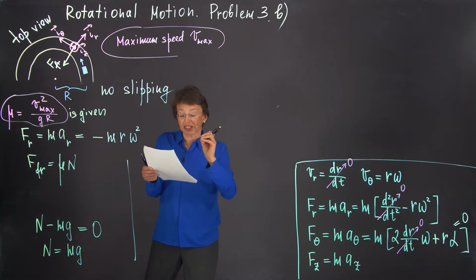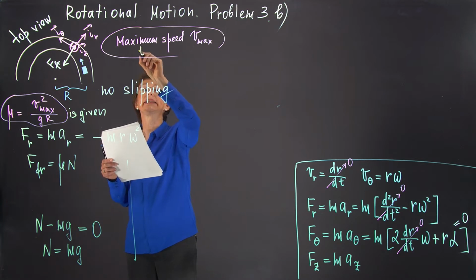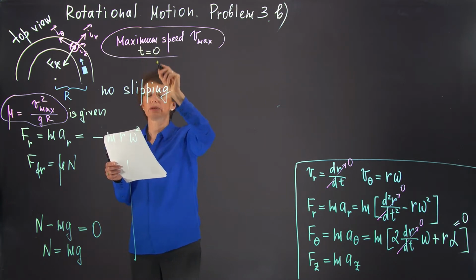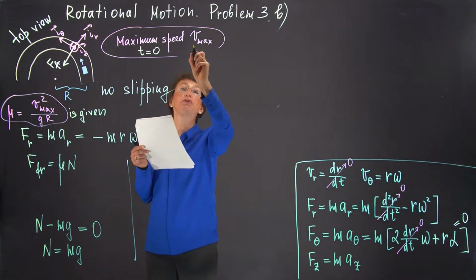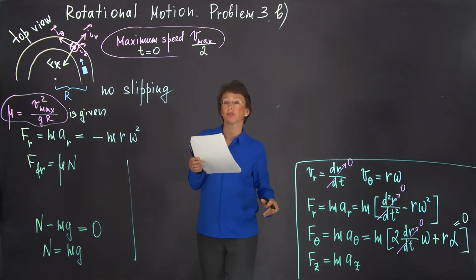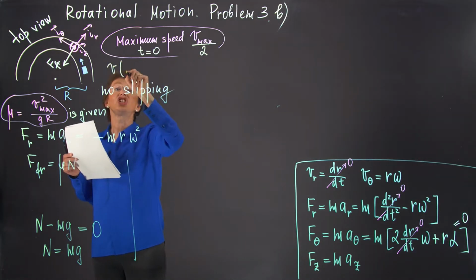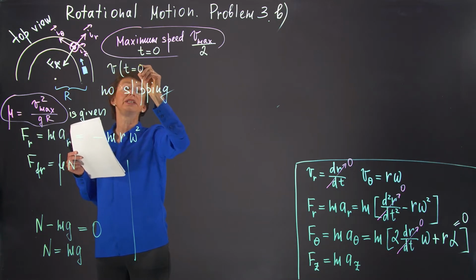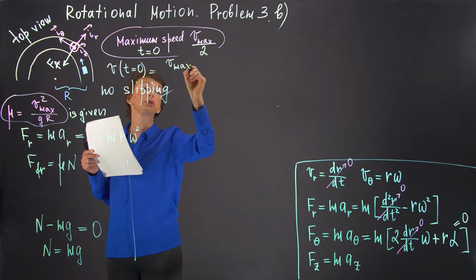Suppose that at time defined as t0, the car had velocity of magnitude v maximum over 2. That's the big difference. So that was the velocity of the car just at the time moment t0. The magnitude of the velocity was v max over 2.